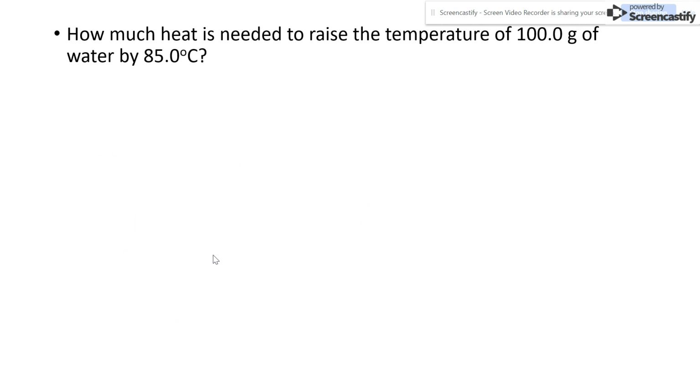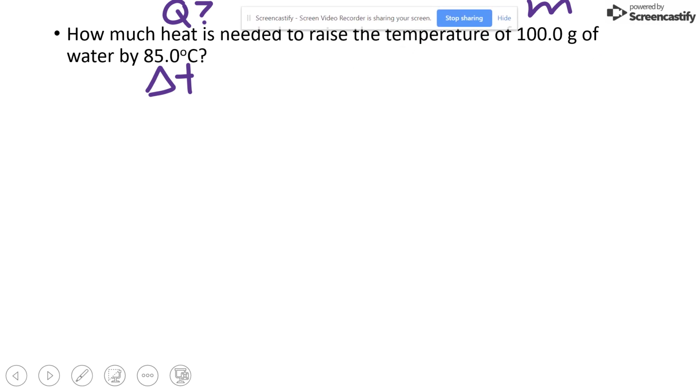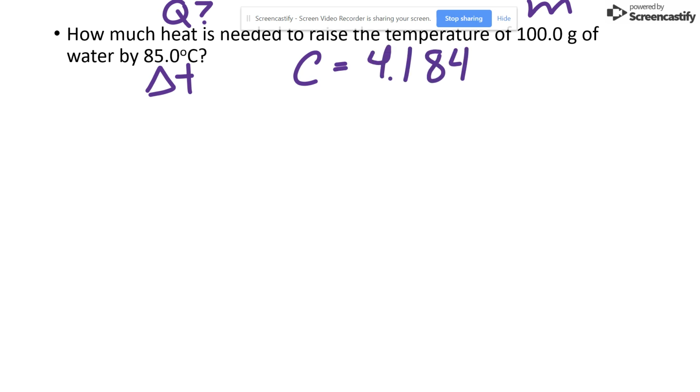Okay, for the next problem. We want to know how much heat is needed to raise the temperature of 100 grams of water by 85 degrees Celsius. First off, we are looking for how much heat is needed to raise the temperature. We know the mass is 100. We know the delta T here is 85. And lastly, if we look up above problem 1, we can find the specific heat of water. The specific heat of water is 4.184.